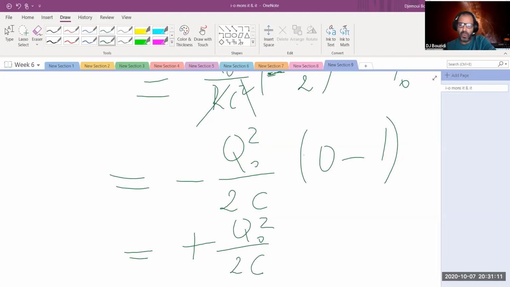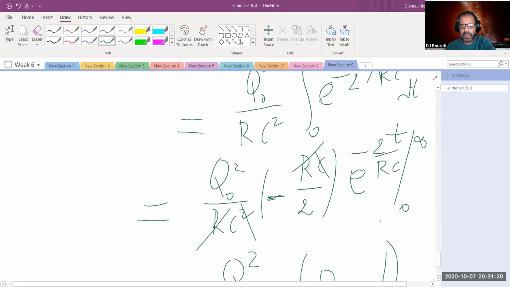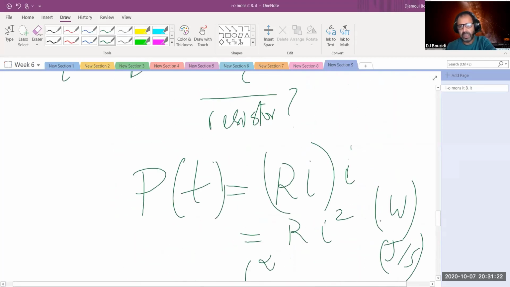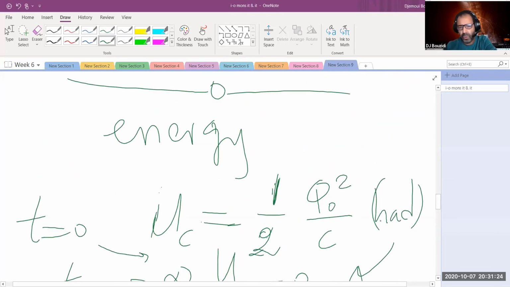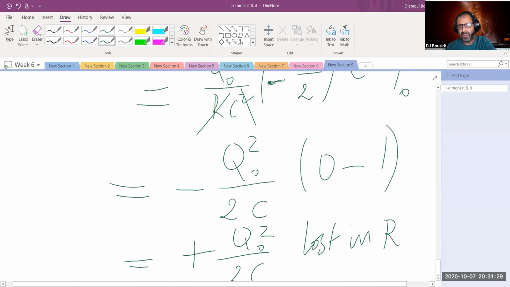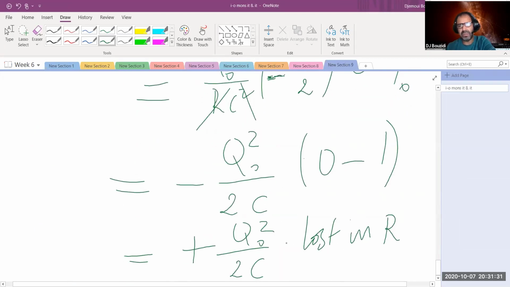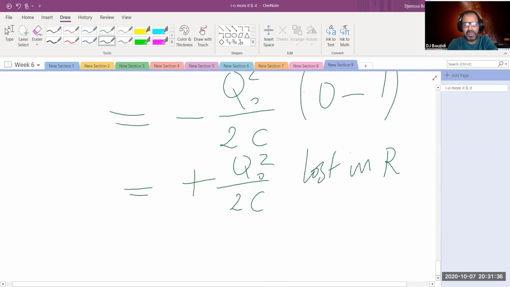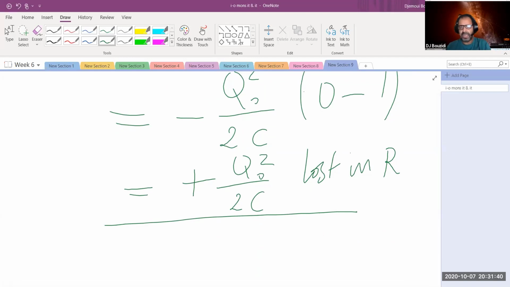This is how much energy was actually wasted in the resistor. So this is lost in R. And where did this energy come from? It must have come from the capacitor. This is how much energy we started with, one half of Q naught squared over C, which is exactly the amount of energy that was lost in the resistor. So it checks. In this case, both of them check, the resistor and the capacitor. So this is basically the discharge of a capacitor.